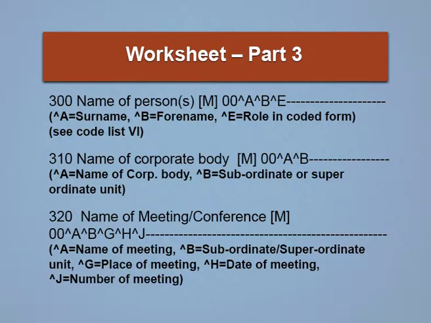So, IGNOU is the main corporate body. Subfield A will include IGNOU and subfield B will include School of Social Sciences. So, in this way we need to manage the corporate name.